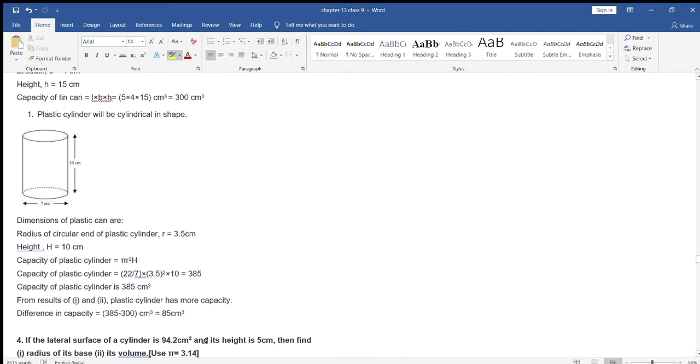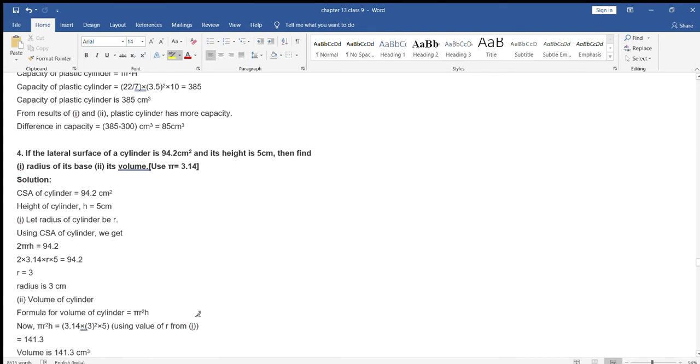And by how much? For finding how much, what will we do? We will find the difference. Okay, now here is our question number 4.